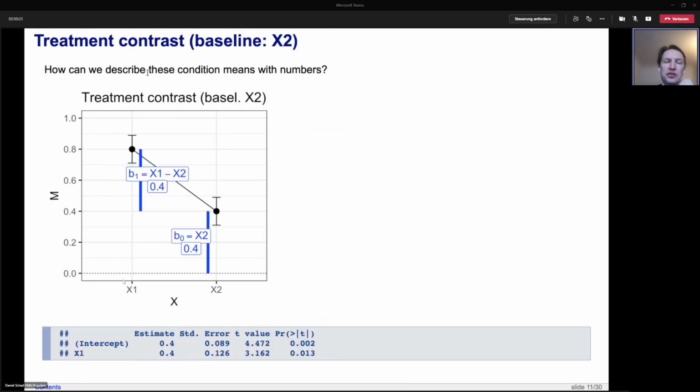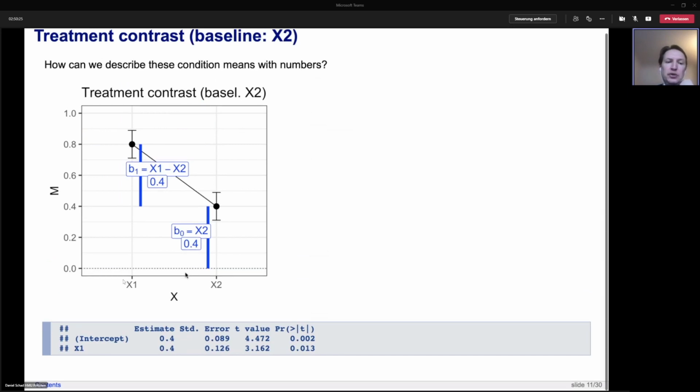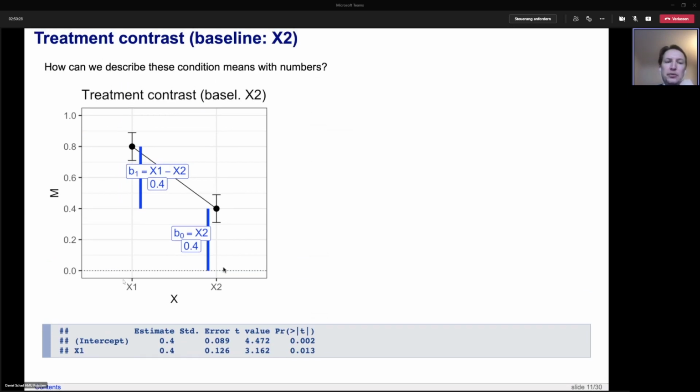However, we can also change the baseline. What we can do in R, and we'll show you later how to do that, is say that x2 should be the baseline. Then the intercept would measure the mean of x2, which is 0.4. This is what the model does. And the slope would now measure the difference of x1 minus x2. So now we get a plus 0.4. So again, the difference, but coded the other way.